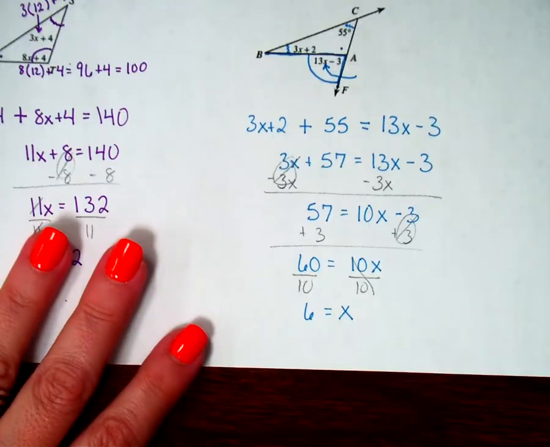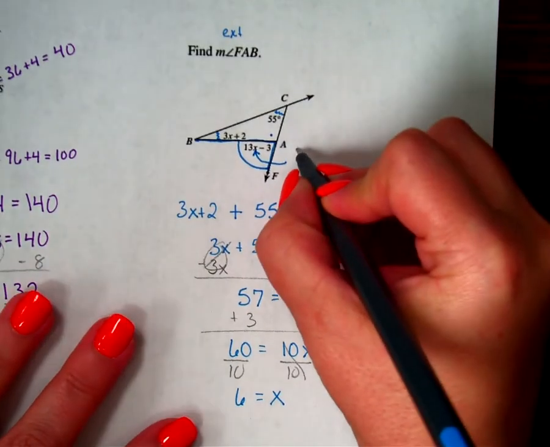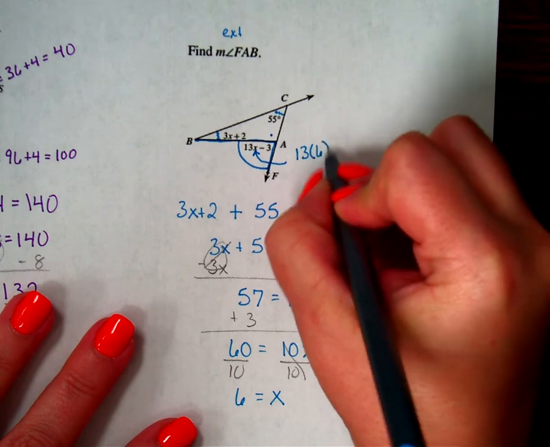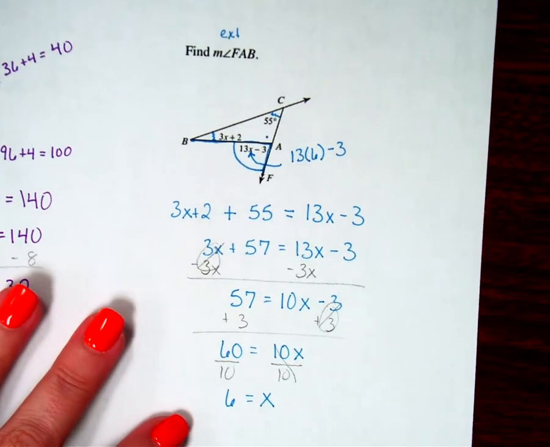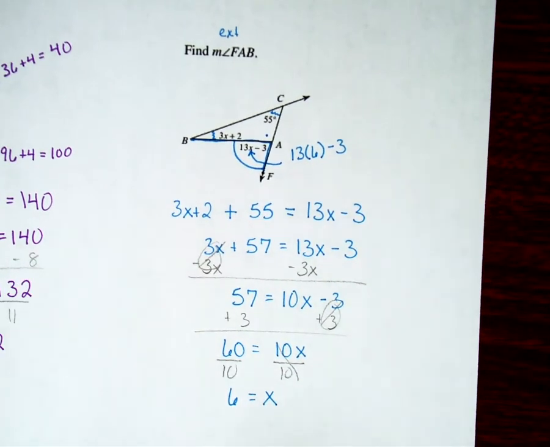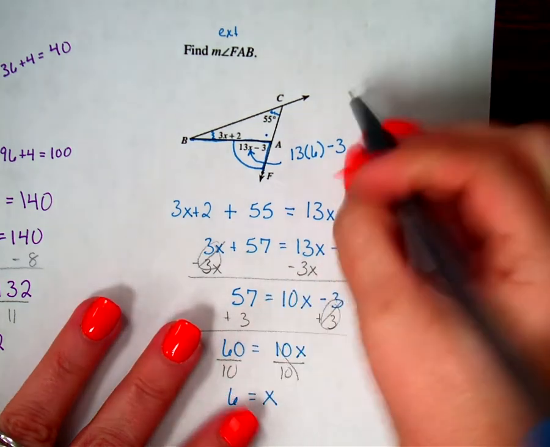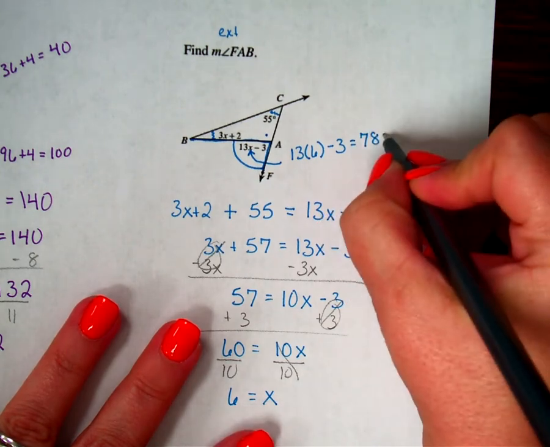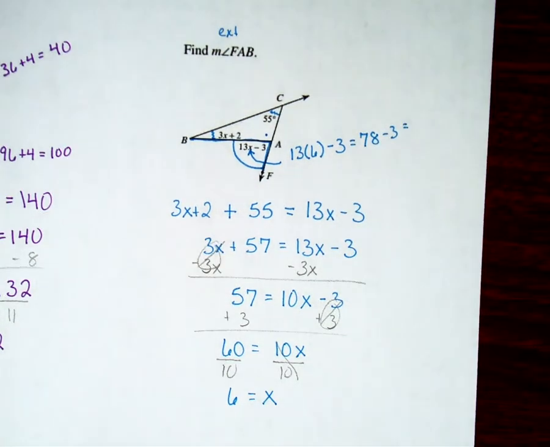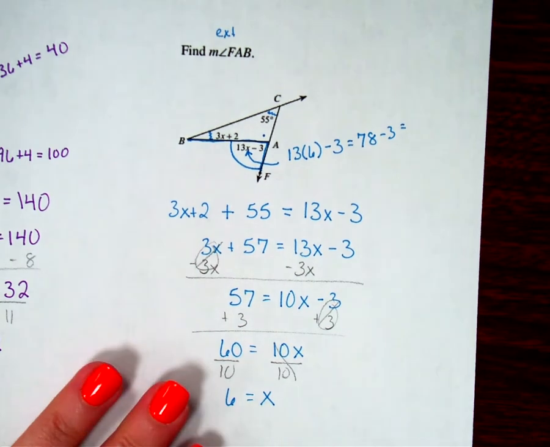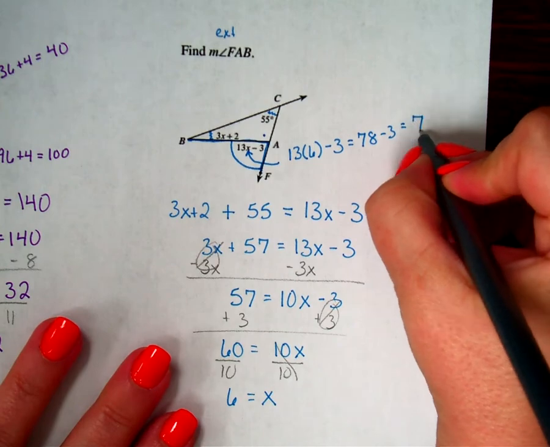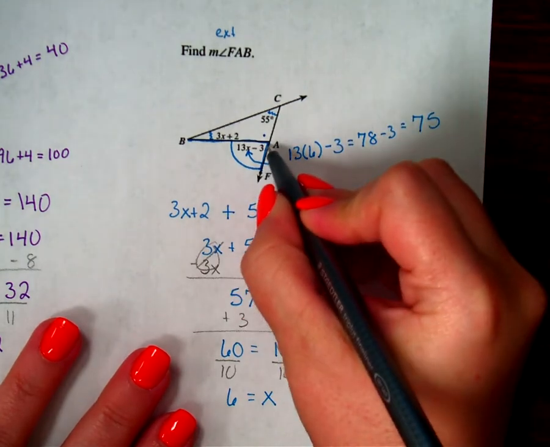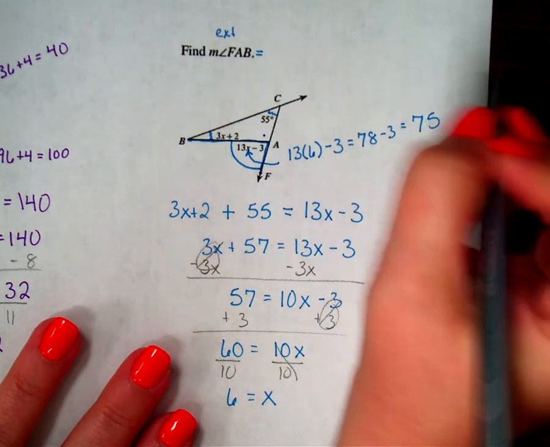So since I know now that x is 6, I can do 13 times 6 minus 3. 13 times 6 is 78. And 78 minus 3 is 75. So the measure of angle FAB is 75 degrees.